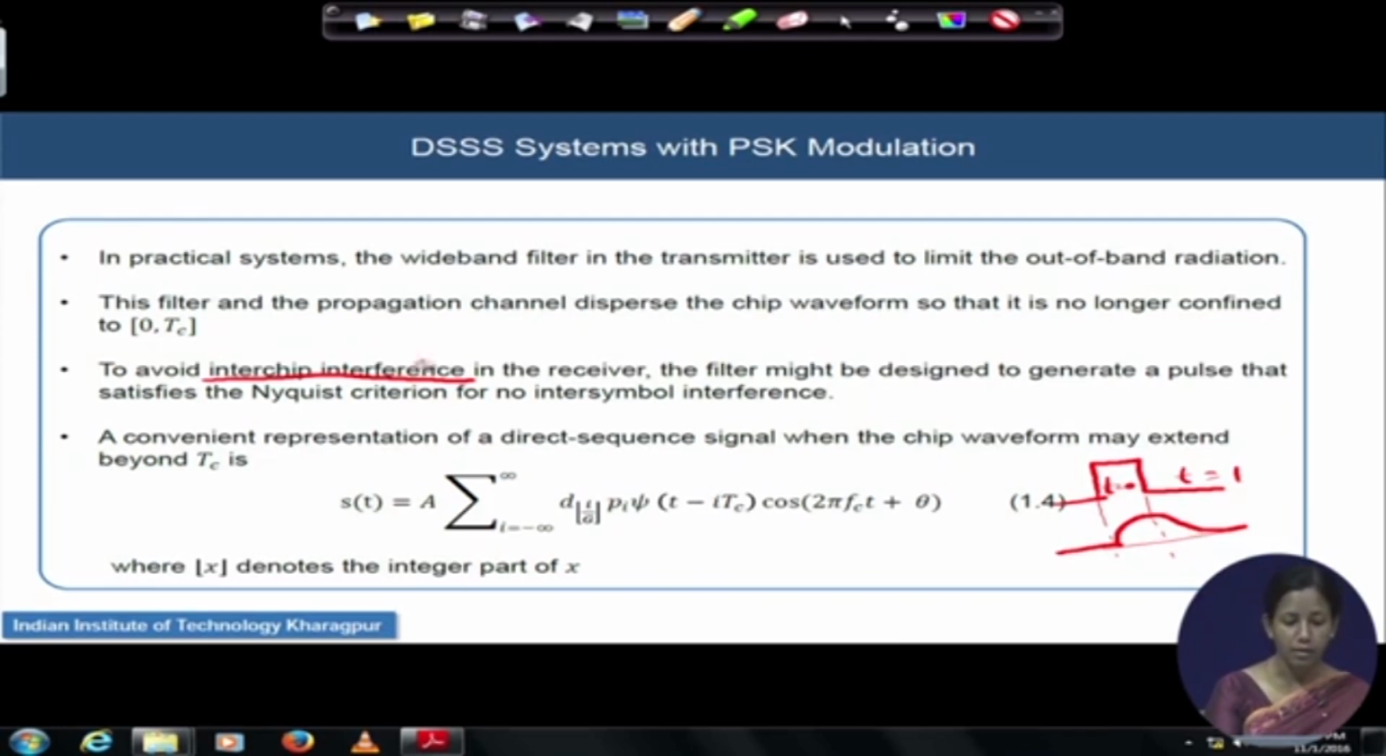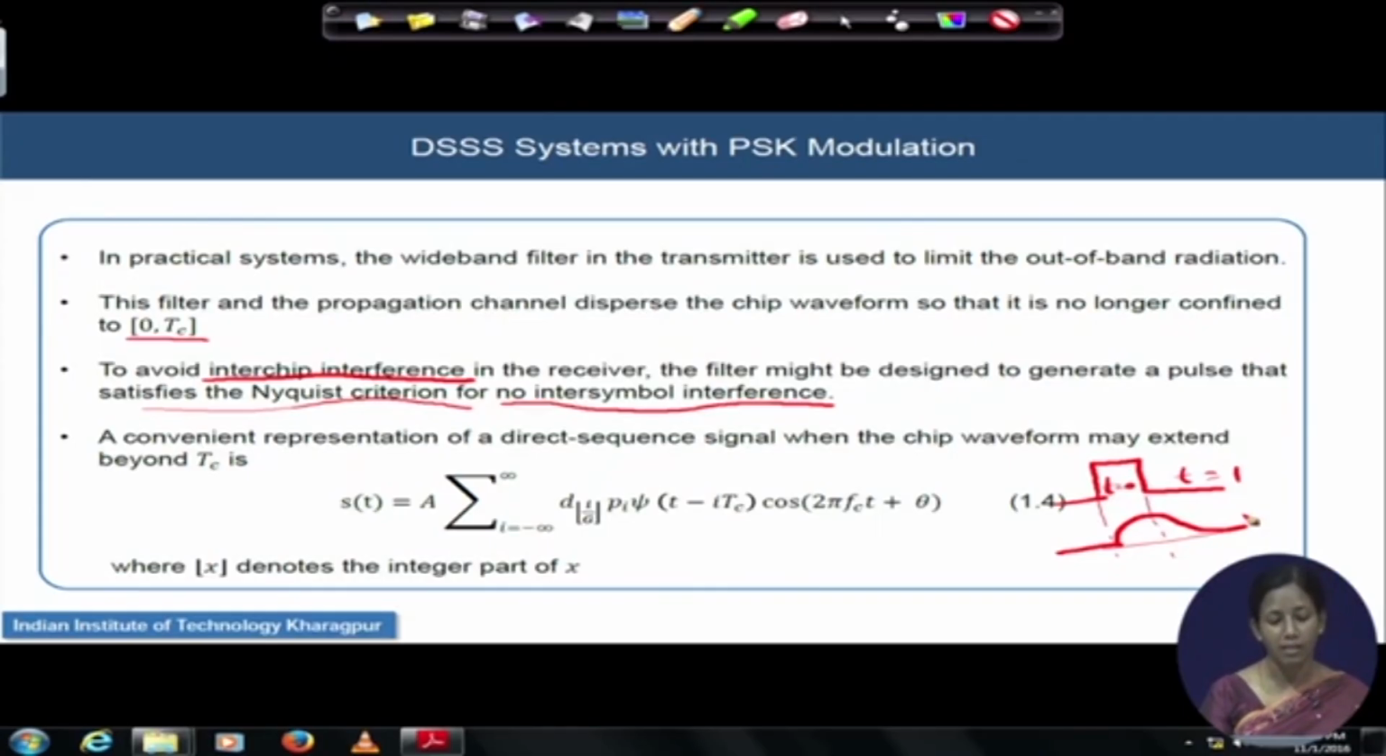We considered earlier that the rectangular chips are designed in such a way that they will be confined within the duration 0 to Tc, and there will be a nice transition which is in sync with the data. Now, that theoretical concept will be disturbed by the presence of this wideband filter as well as the wireless communication channel. So, the pulse design that I was mentioning, we have to take care of, and we have to design the pulse in such a way that it satisfies the Nyquist criteria, which confirms that there won't be any inter-symbol interference or inter-chip interference between the transmitted symbols. Hence, once it is received, there won't be any effect of inter-chip interference or inter-symbol interference.